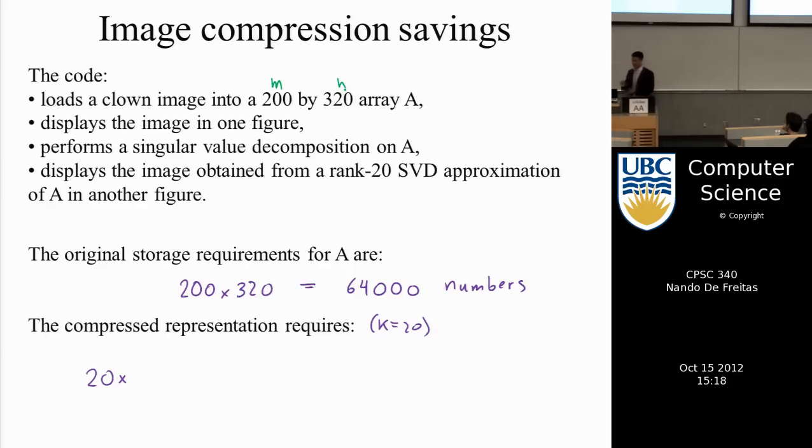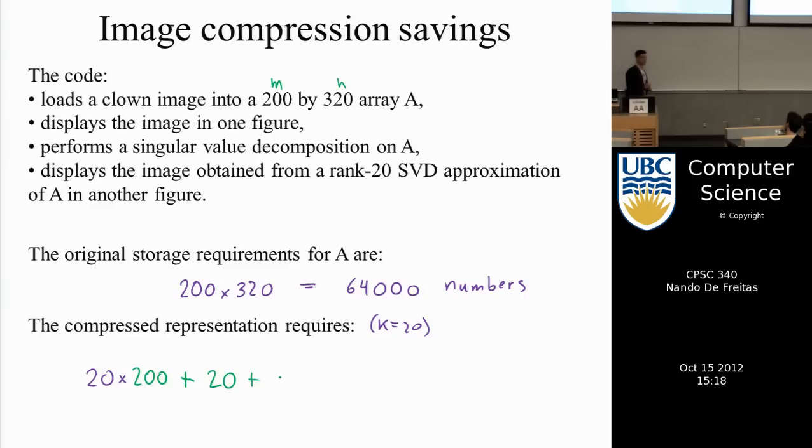20 times M. So I need 20 times 200, plus, in order to store sigma, I only need 20. Okay, and everyone got that? Sigma is a diagonal matrix full of zeros, so I really only need to store the diagonal. I don't need to store the whole matrix sigma. I just store the diagonal, which is of size 20.